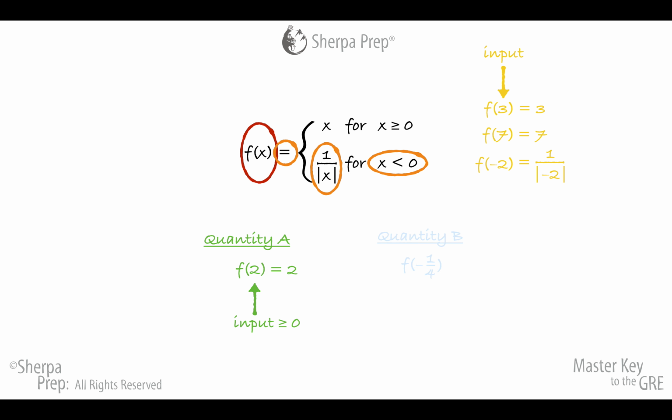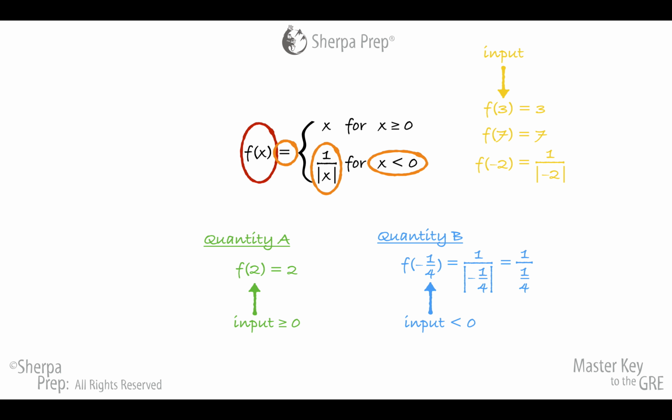In the case of quantity B, we can see we have a negative input. And remember, whenever we have a negative input, our function is going to equal 1 over the absolute value of our input. So if our input is -1/4, that means our function, that is f, is going to equal 1 over the absolute value of -1/4. If we simplify that, remember the absolute value of -1/4 is just +1/4, leaving us with 1 divided by 1/4.